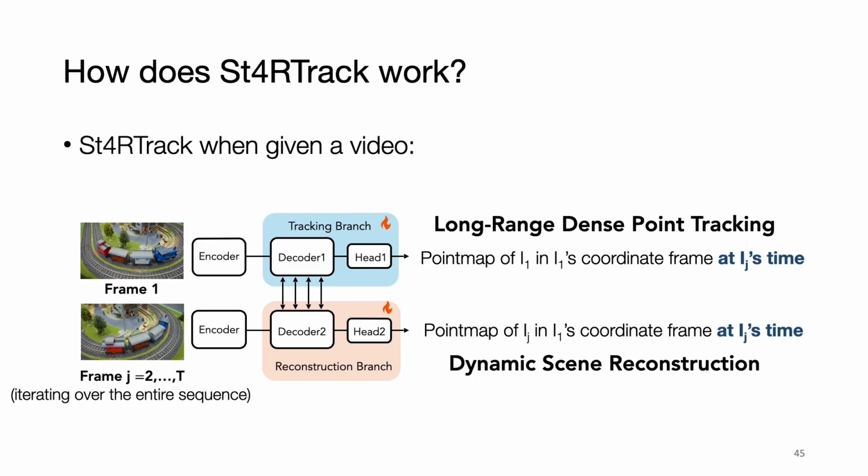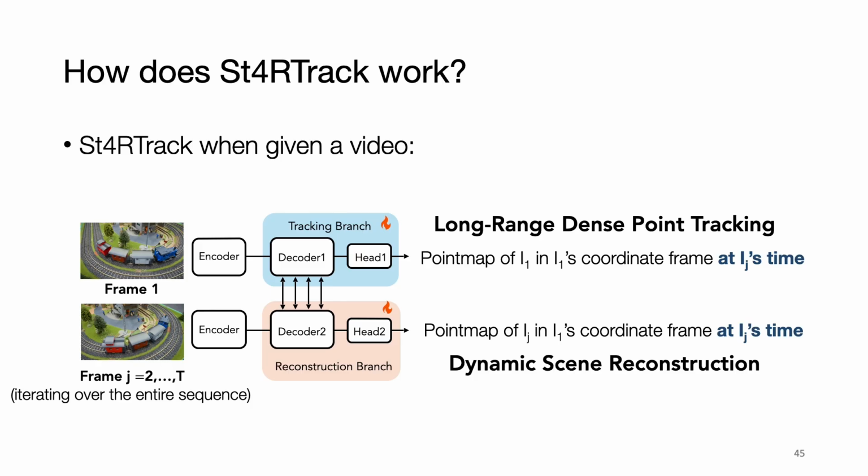And now you can see how the first branch can do tracking, because as you alternate the second branch input, you're predicting the same content in terms of the points in the same coordinate frame, but changing the time. So basically, this gives you the flow of how the points are moving over time. And so the first branch is doing this kind of long-range, dense point tracking in the world.